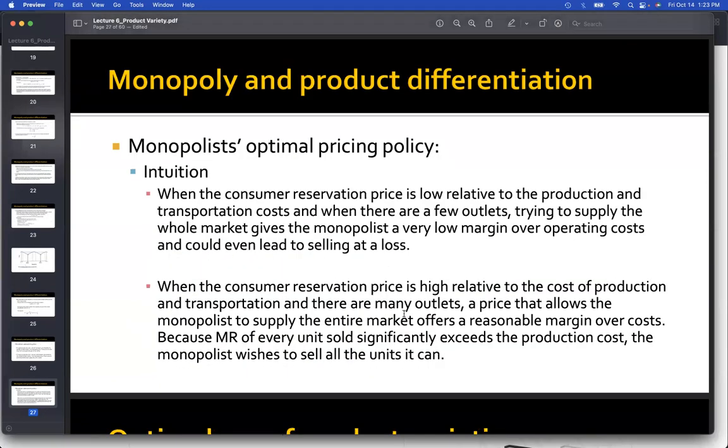So the intuition: when the consumer reservation price is low relative to the production and transportation costs, and there are few outlets trying to supply the whole market, it gives the monopolist a very low margin over operating costs and could even lead to selling at a loss. When the reservation price is high relative to the cost of production and transportation, and there are many outlets, the price that allows the monopolist to supply the entire market is high enough, and it allows a reasonable margin over costs.